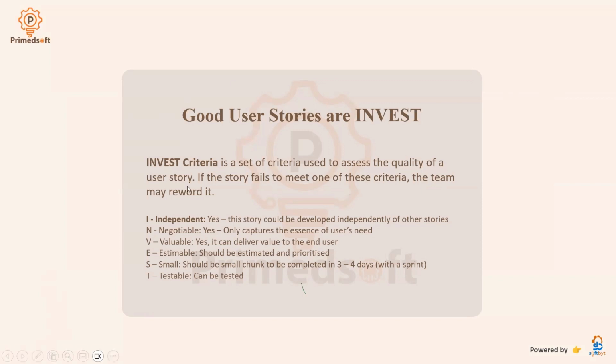So INVEST criteria is a set of criteria used to assess the quality of a user story. So if the user story fails to meet one of these criteria, the team may reword it or break it down further. So INVEST criteria is meant to make sure that a user story is independent. So the story could be developed independently of other stories. That's what the first I stands for, independent of other stories. They are standalone.